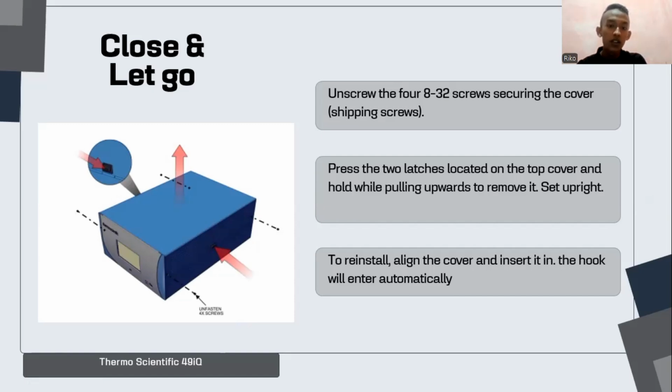Unscrew the 8-32 screws. Press the two latches located on the top cover and hold them while pulling. And then to reinstall, align the cover and insert it in. The hook will enter automatically.